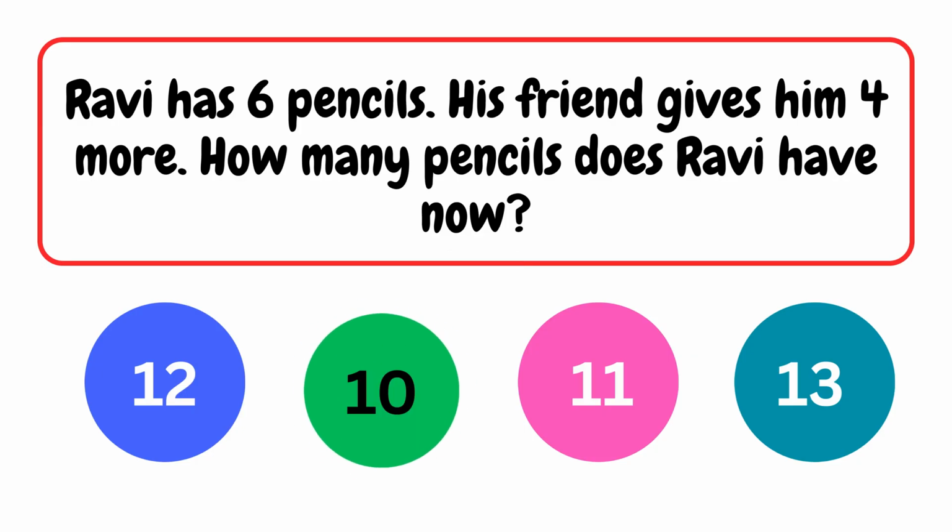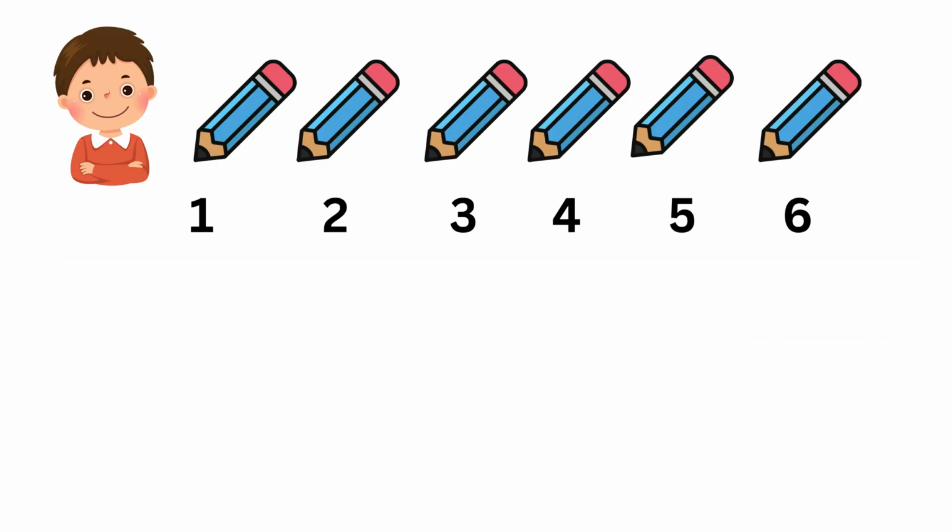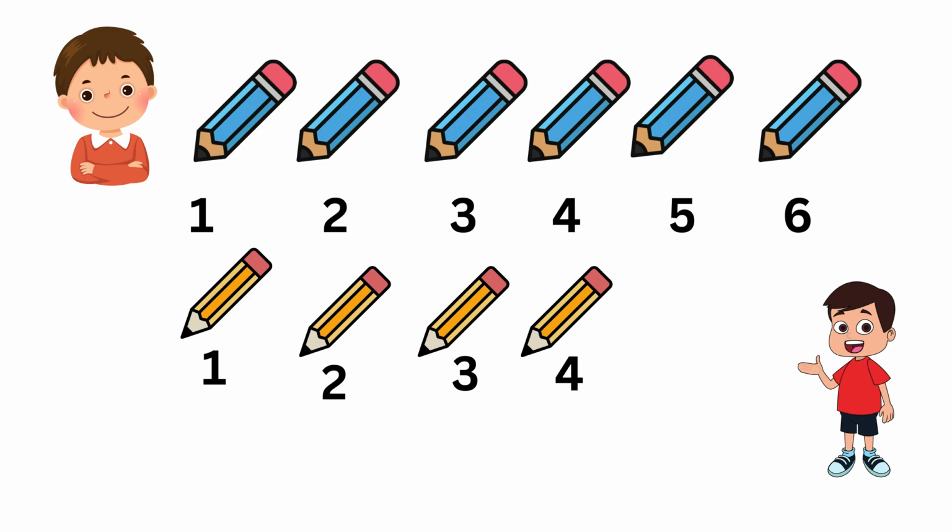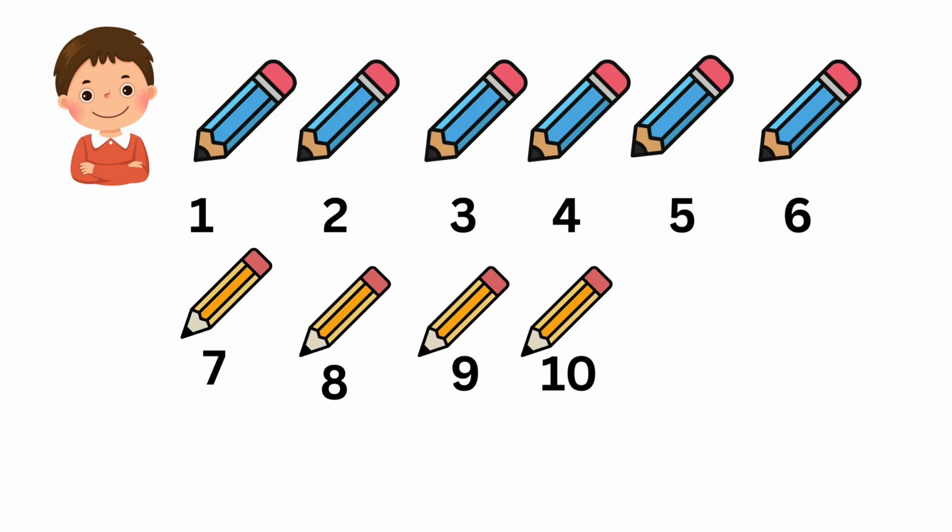Answer is 10. Ravi has 6 pencils. His friend gives him 4 more. Then, how many pencils does Ravi have now? Let's count it. 1, 2, 3, 4, 5, 6, 7, 8, 9, 10.